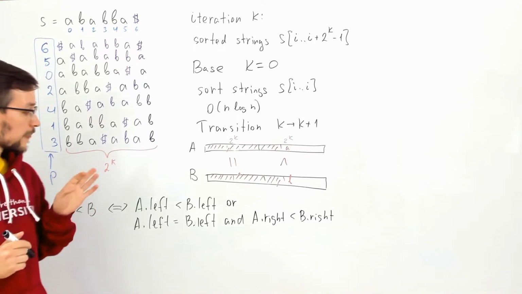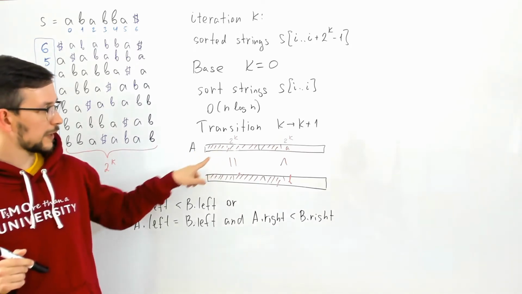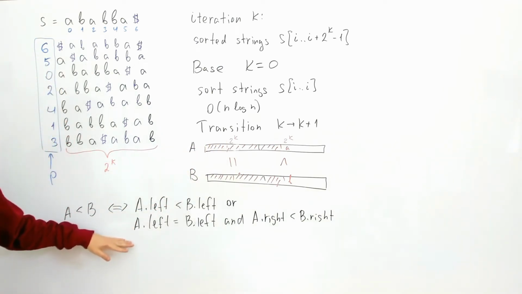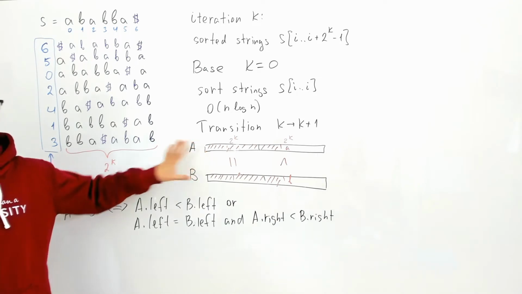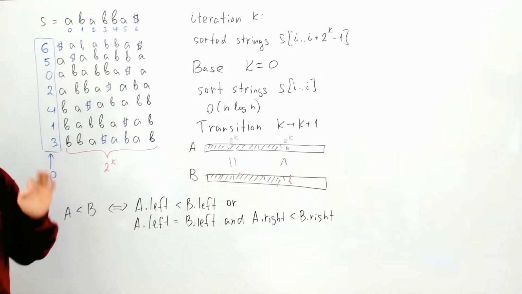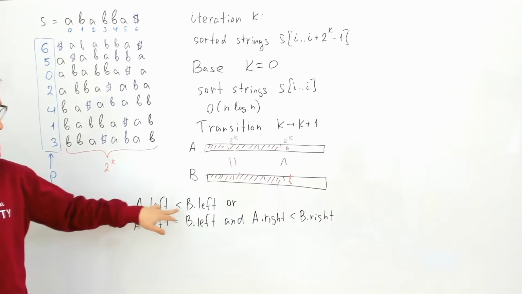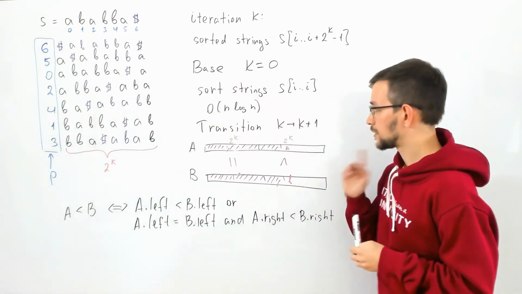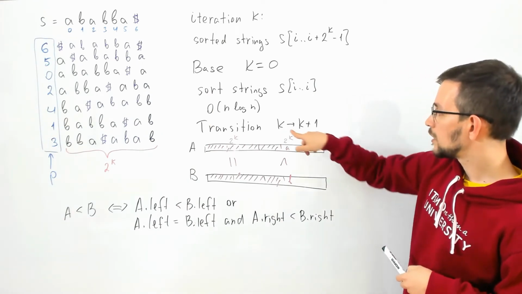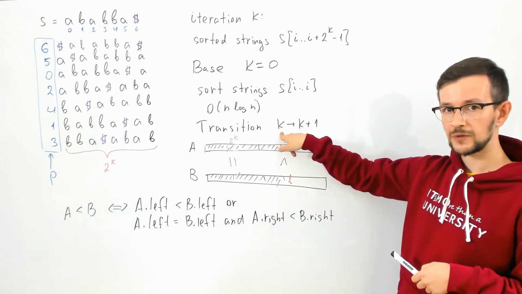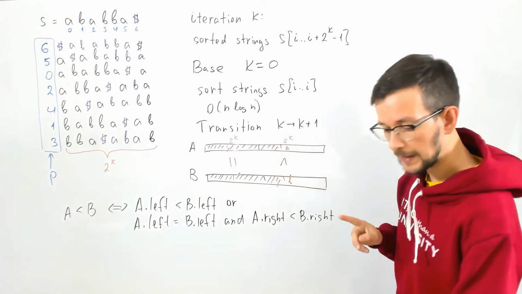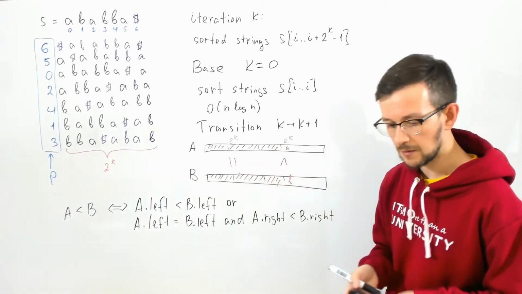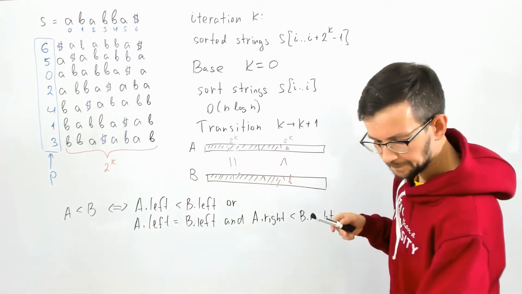Good. Now, if we learn how to compare two strings of length 2^k, we can use this comparator to compare two strings of length 2^(k+1). But how can we compare two strings of length 2^k? Okay, we will use the results from the previous iteration. On the previous iteration, we already sorted all the strings of length 2^k. So now let's use this sorted array to make this first comparison. So how can we do it?